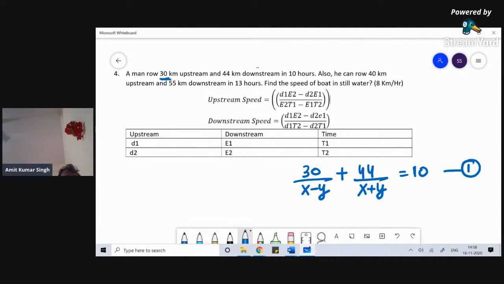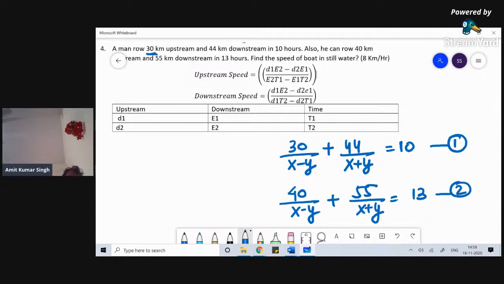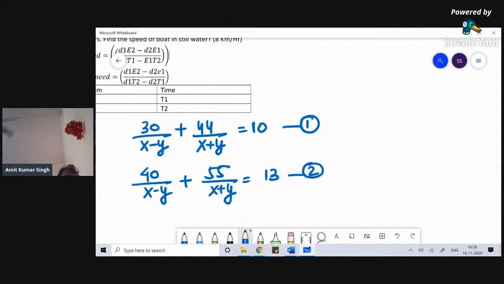Then equation 2: he can row 40 kilometers upstream, 40 by x minus y, plus 55 kilometers downstream, 55 by x plus y, is equal to 13. So you will get these two equations. Now solve these two equations and get the answer.